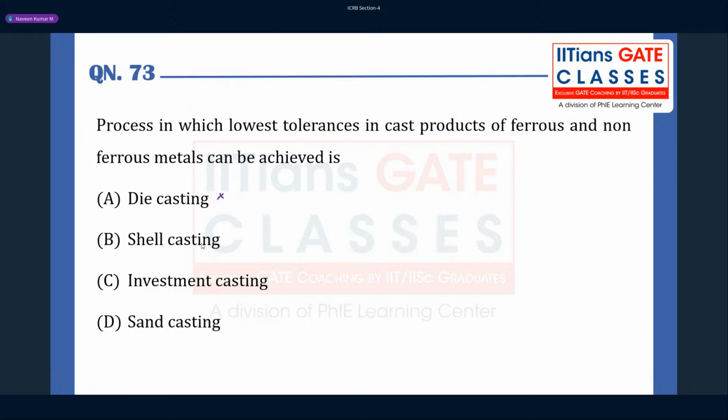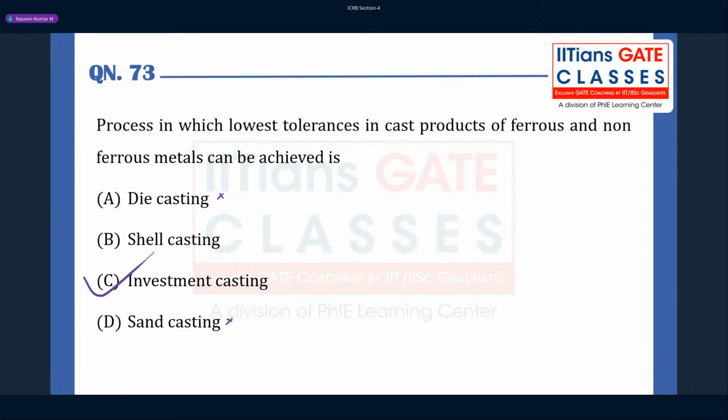Shell casting: you make the shell and then, okay. So this is precise, but not as precise as investment casting. Sand casting also has very bad precision. Sand particles are already there, so sand inclusions will also be present on the metal that has solidified. Okay, the precision is not at all good.